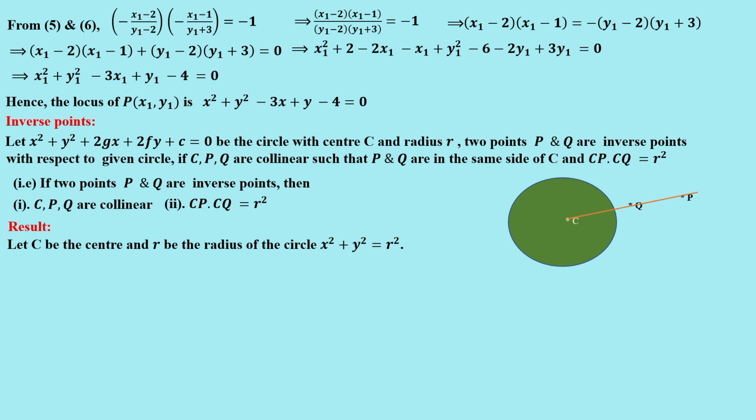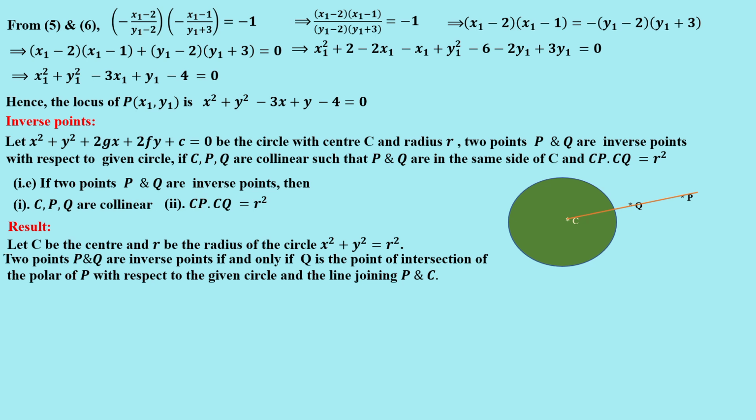Let C be the center and R be the radius of the circle x square plus y square equal to R square. Two points P and Q are inverse points if and only if Q is the point of intersection of the polar of P with respect to the given circle and the line joining P and C. So that point Q is the point of intersection of the polar of P and the line joining P and C, like this.